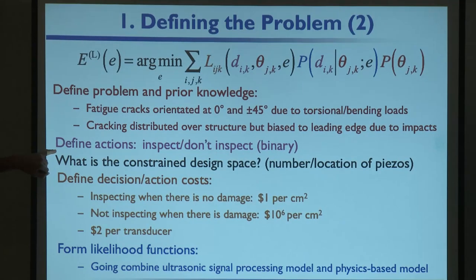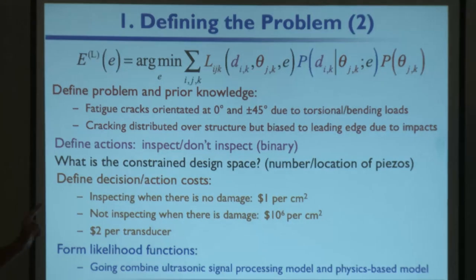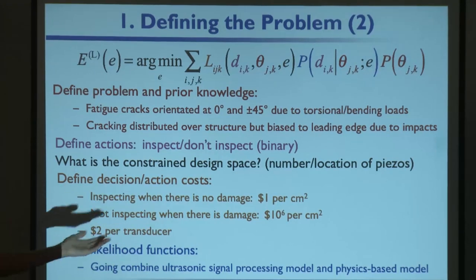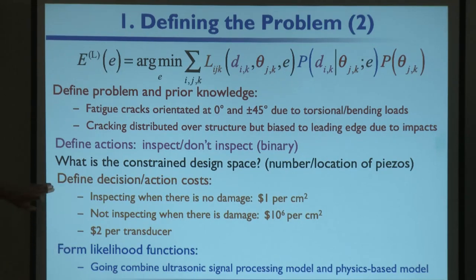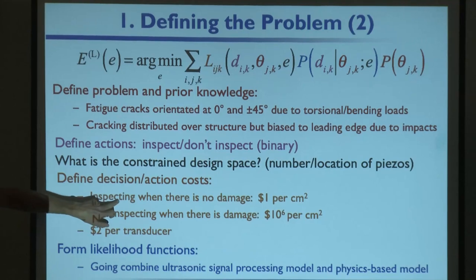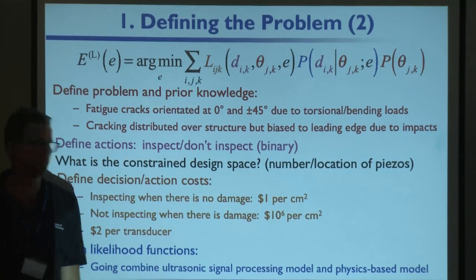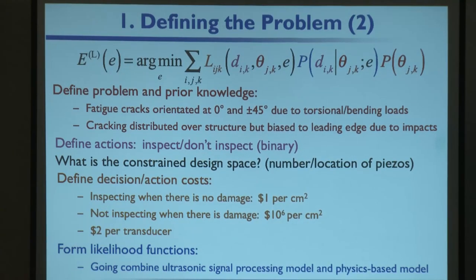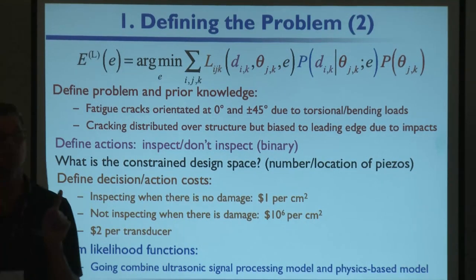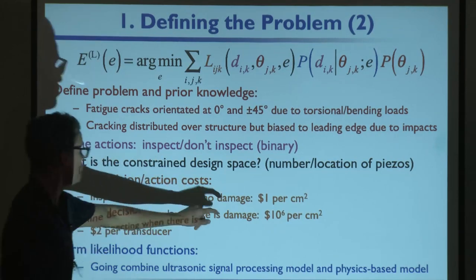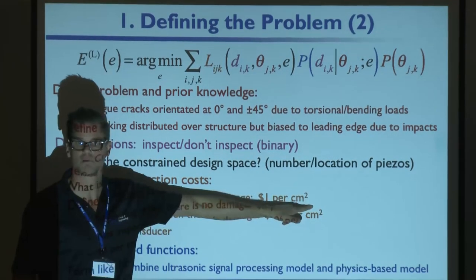I have to define my actions. This one's going to be simple binary, one step. Do we stop operation of the aircraft to inspect on the next cycle? Or no, let it keep going. Normal operation. What's the constrained design space? In this case, it's just number and location of piezos. I define the decision and action cost. Now, I make these numbers up, but that's okay for the purposes of illustration. The cost of inspecting an aircraft when there's no damage, $1 per square centimeter. It's much more than that, but okay. Not inspecting when there is damage, $1 million per square centimeter. So this would be called my false positive cost. Okay.